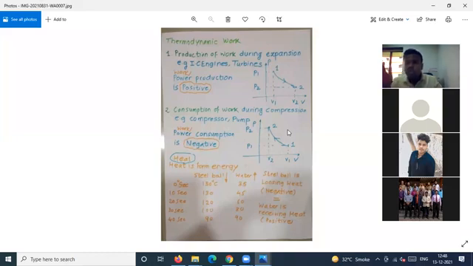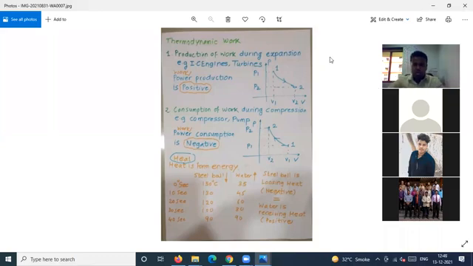And how do we understand it's an expansion? Obviously, the pressure has to decrease and the volume has to increase. So when we move from point 1 to point 2, pressure decreases from P1 to P2, but volume increases from V1 to V2. When such is the process, it is called expansion, and during expansion, work gets produced.